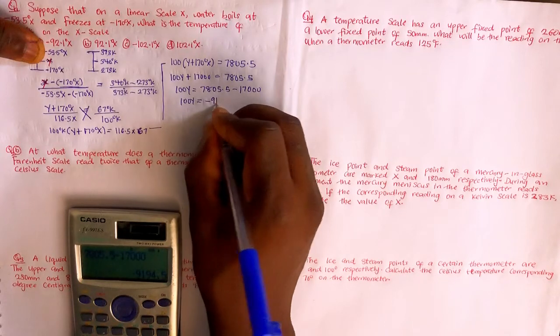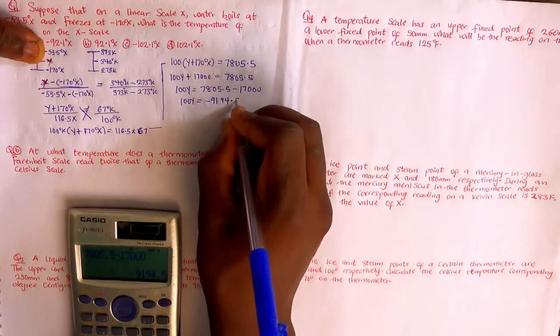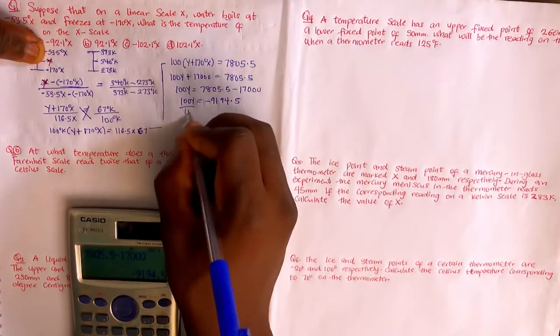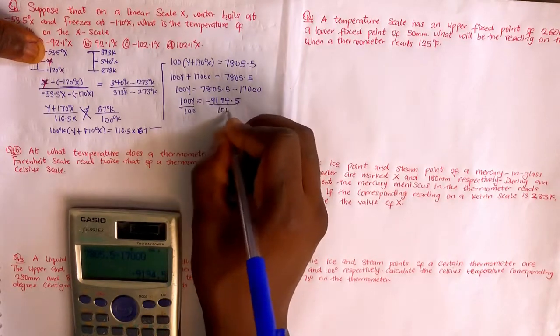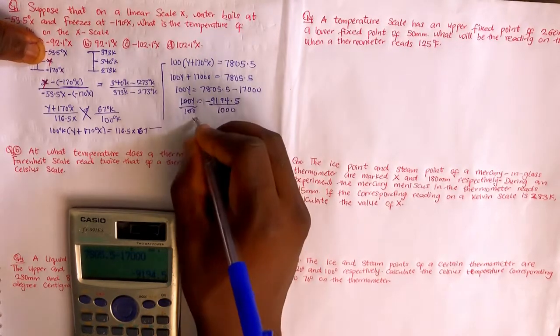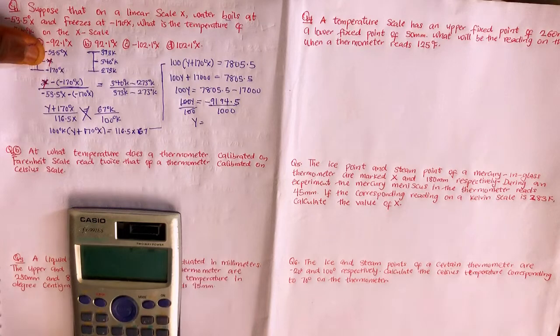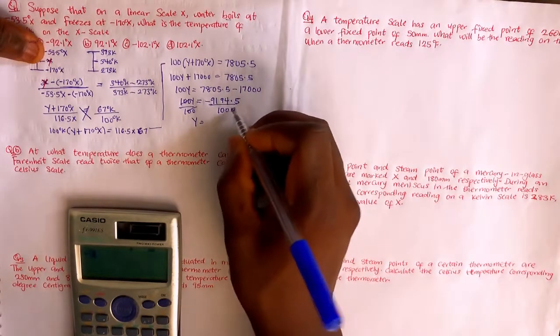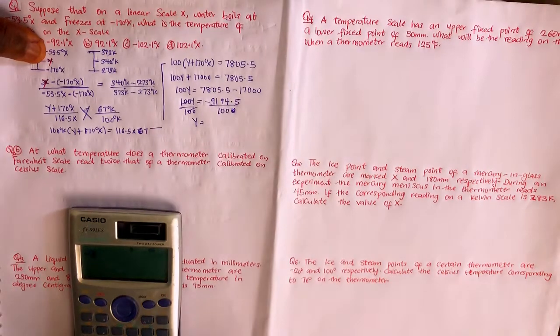Minus 9194.5. So you can actually divide both sides by 100. Dividing both sides by 100, this cancels this. Then what's the value of y? Y equals to what? That's minus 91. Actually, let me just go ahead and do it this way. That's minus 9194.5 divided by 100. Let's see the answer.